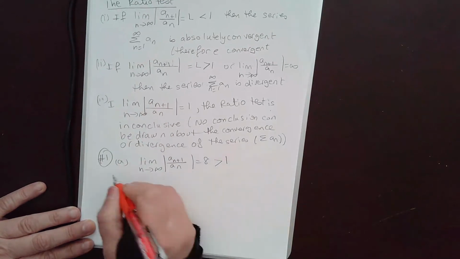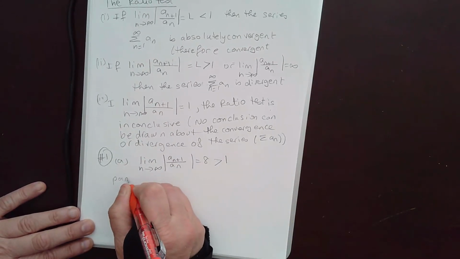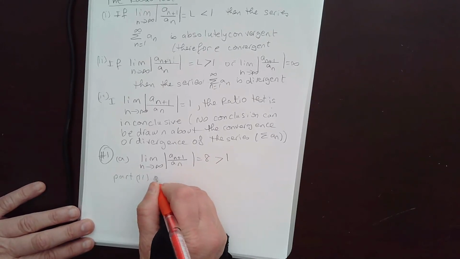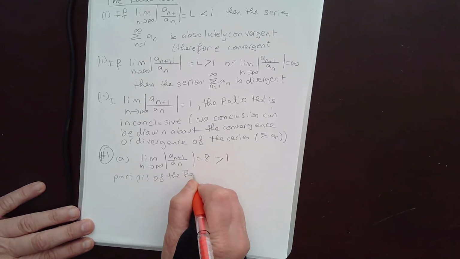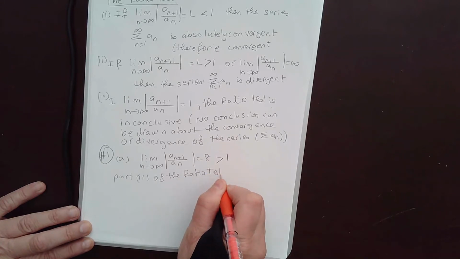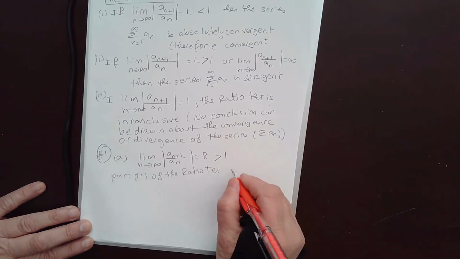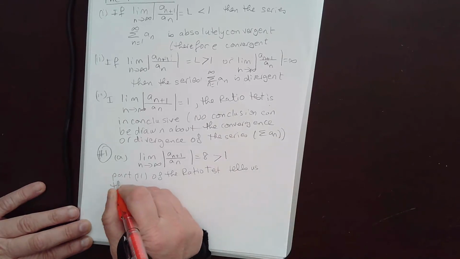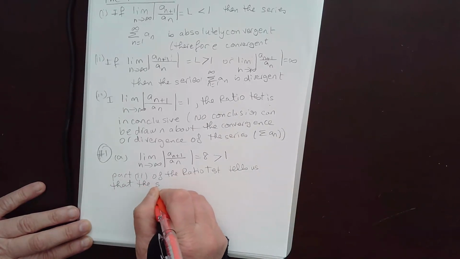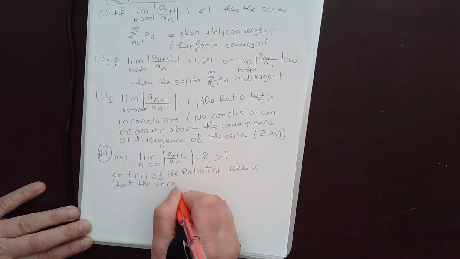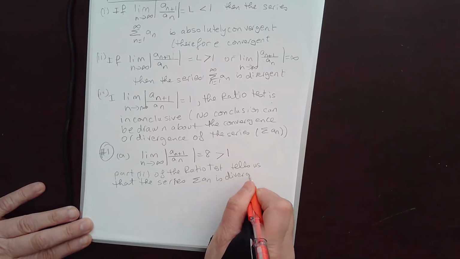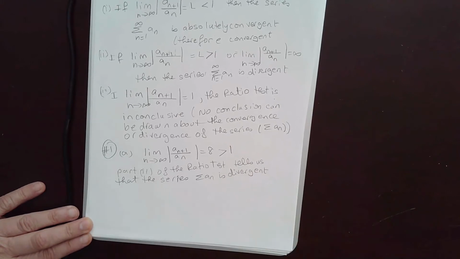So part II of the ratio test tells us that the series is divergent. So this is part A.